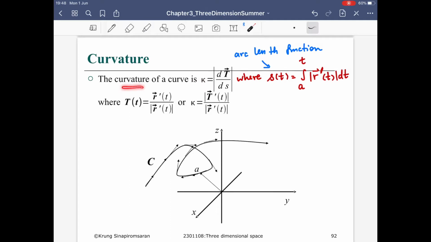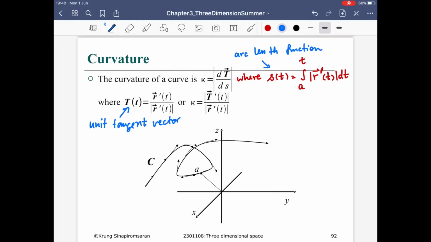is the magnitude, and we use kappa to represent the curvature. It is the magnitude of the difference of the T divided by the difference of the s, or it is the derivative of a capital T with respect to s, where your capital T right here is the unit tangent vector.